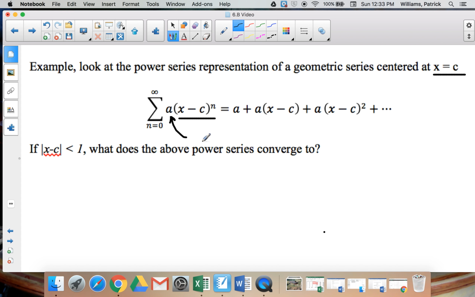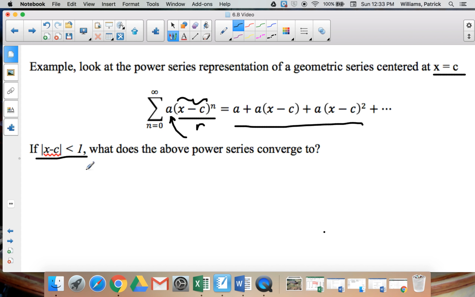One of them is a geometric series. So notice that value a, that's the constant in front of our r value. In this case, r is x minus c. And if we count out the first three terms of that series, we get something like this. Now, if x minus c is the value for r, let's assume that the absolute value of x minus c is less than 1. Remember, that's the condition for a geometric series for convergence.